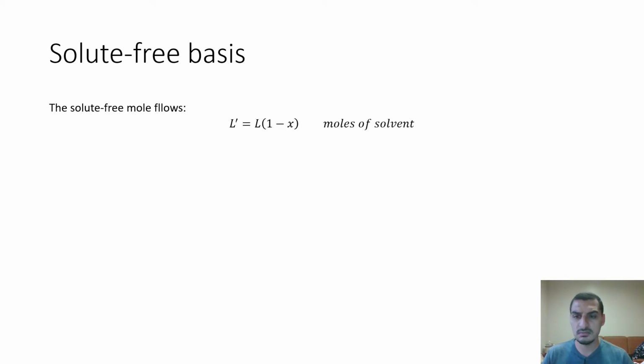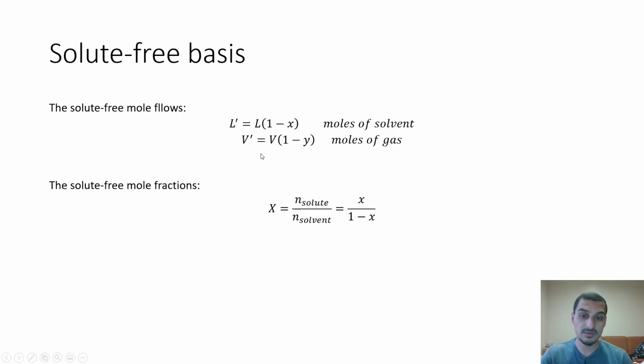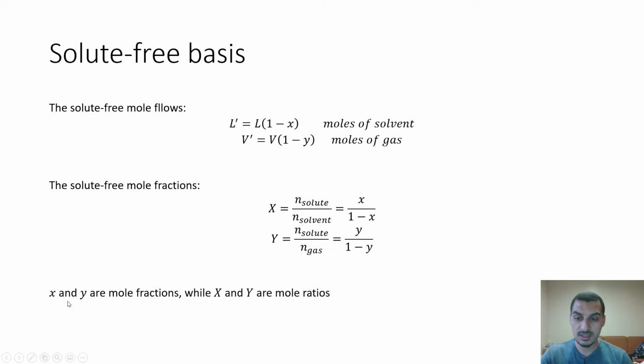The solute free bases flow rate of liquid is the flow rate of the solvent excluding the solute, which is going to be the total flow rate multiplied by 1 minus x, and the same for the vapor. It's going to be V multiplied by 1 minus y, where x and y are mole fractions. And for L dash and V dash, we use the mole ratios, which is the moles of the solute per mole of the solvent, which can be calculated from the mole fraction from this equation, X equals x divided by 1 minus x. The same for y, Y equals y divided by 1 minus y. And as we said, x and y are mole fractions.